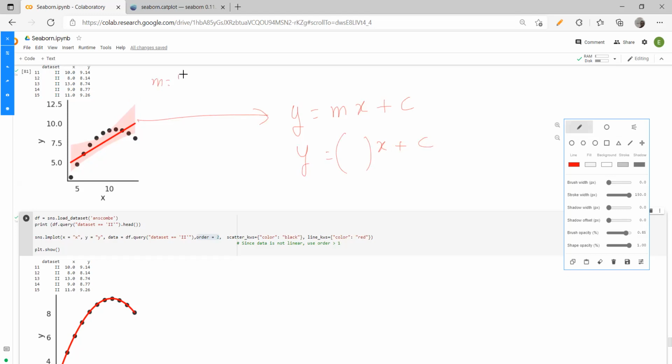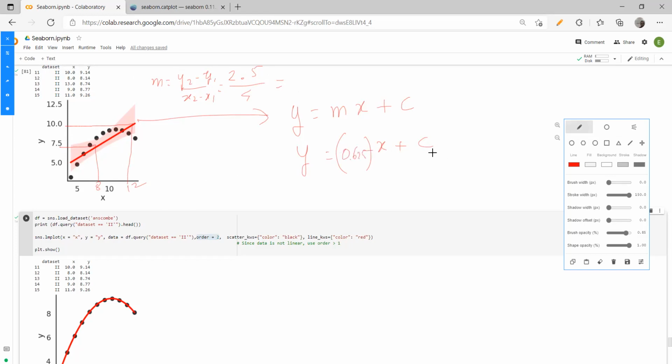If you remember, m is equal to (y2 minus y1) by (x2 minus x1), right? You take only 2 points. This is 10, this is 7.5, so 10 minus 7.5 is 2.5. Over here, let's say this is 8 and this is 12. I'm just giving some random values. So 2.5 by 4, what will come? Open the calculator, 2.5 divided by 4 comes as 0.625.